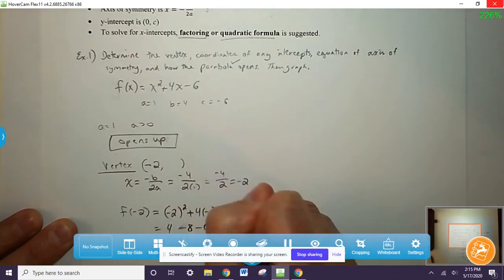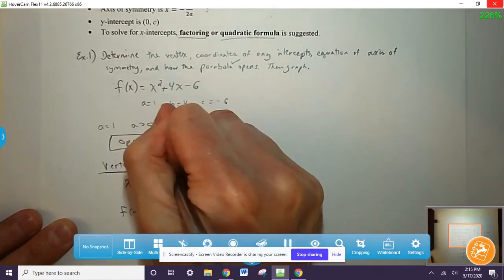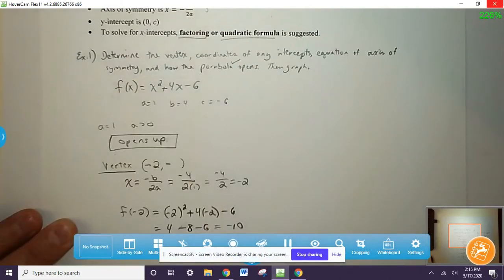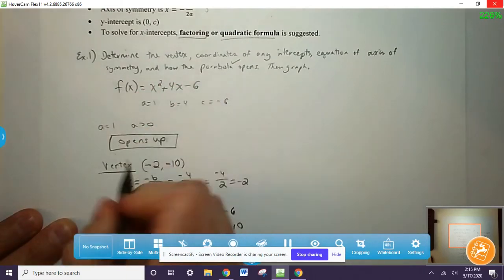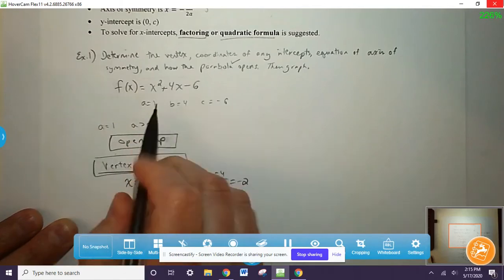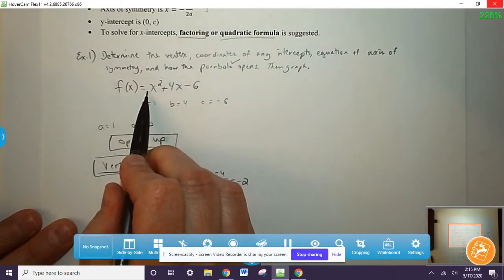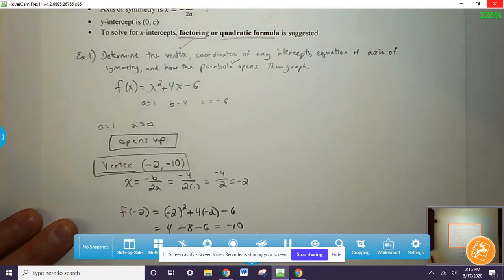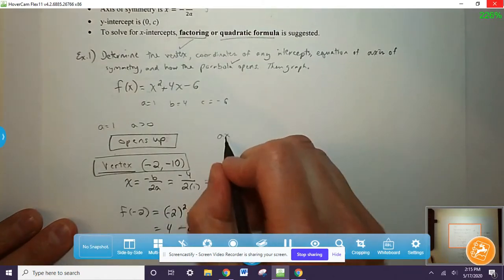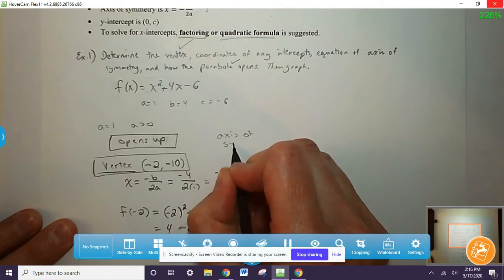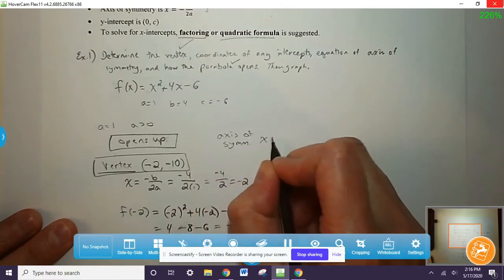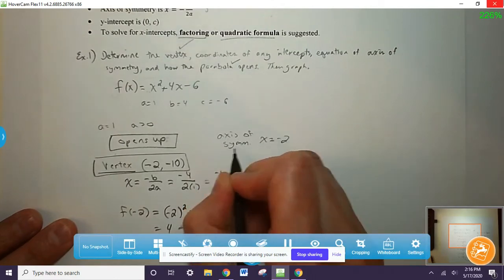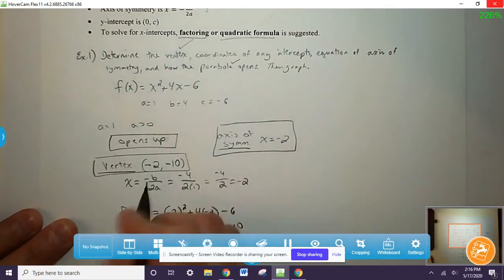And we end up with negative 10. So that is the location of our vertex. And again, there's no way to tell that just by looking when you're in this definition form. All right. I like to, when I find the vertex, find the axis of symmetry next, because the axis of symmetry is going to be the vertical line that goes right through the x coordinate of the vertex.